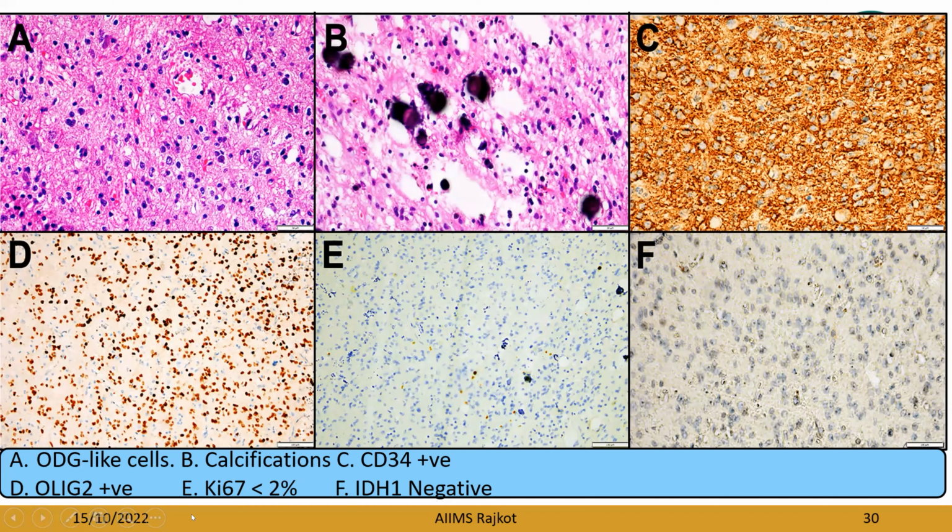Here image A is showing ODG-like cells. Image B is showing calcification. Image C is showing typical strong and diffuse CD34 positivity, which is typical of this tumor. Image D is showing OLIG2 positivity. So you can see OLIG2 was negative in the previous two tumors, MYB/MYBL1 altered and angiocentric glioma. However, it is positive in PLNTY. Ki67 is less than 2% and IDH is negative. Next.